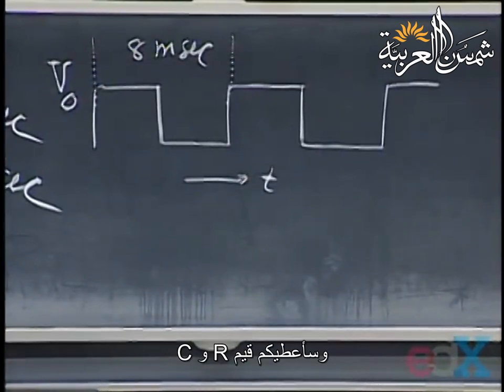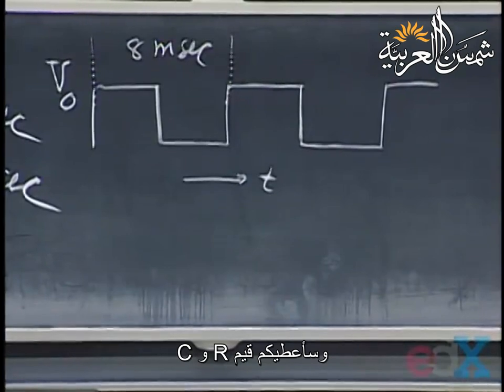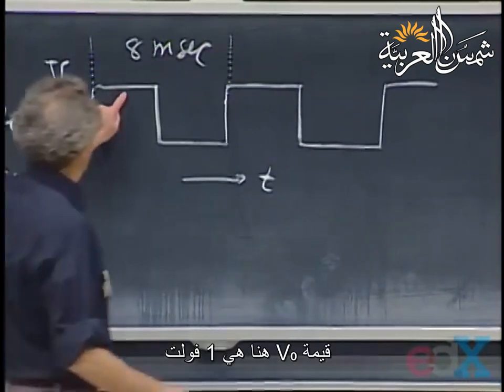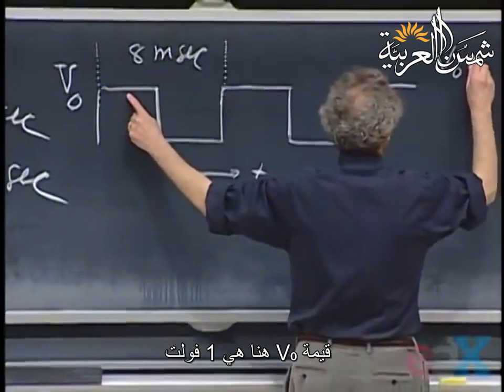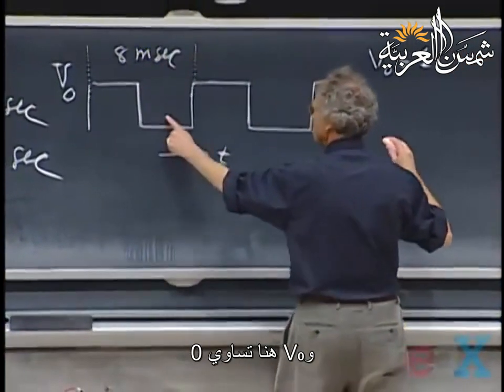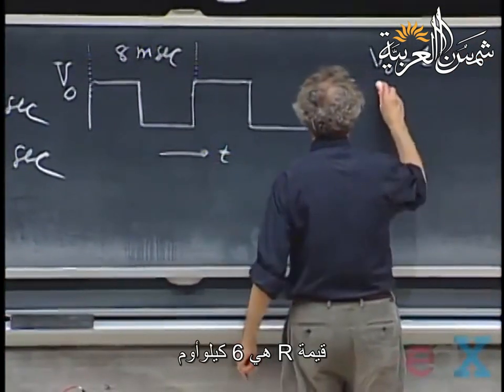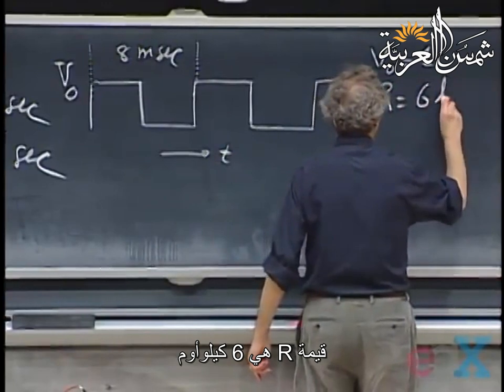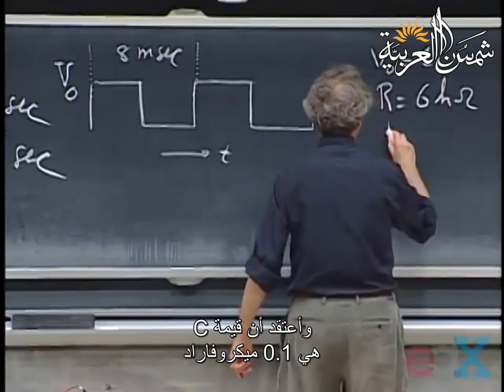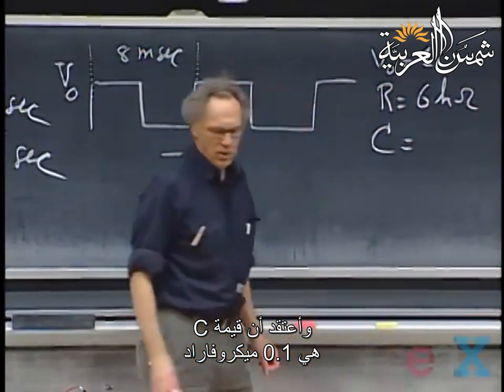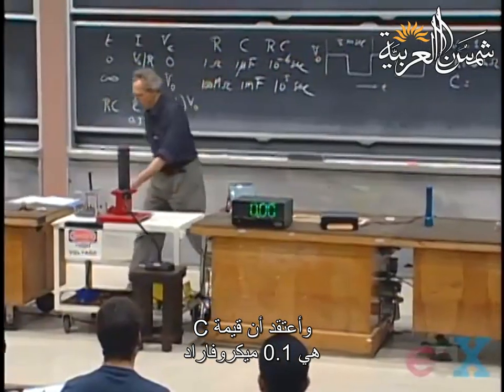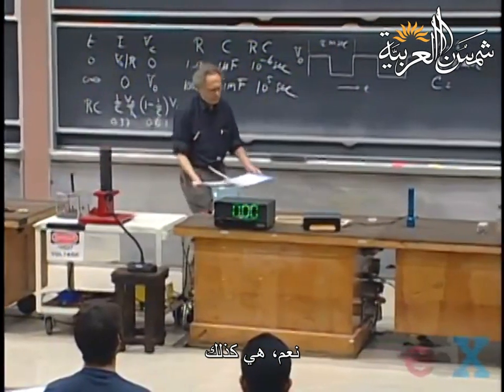And the values that I have chosen for R and C, I will give them to you. The value for V0 here is 1 volt, and here, of course, it's 0. The value that I have chosen for R is 6 kilo ohms, and the value I have for C, I think, is 0.1 microfarad. Yes, that's what it is.